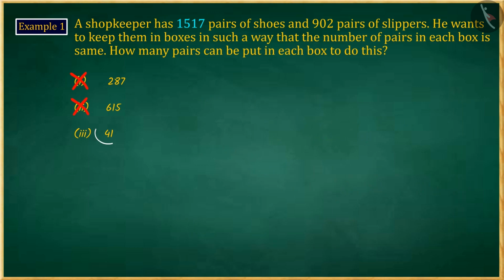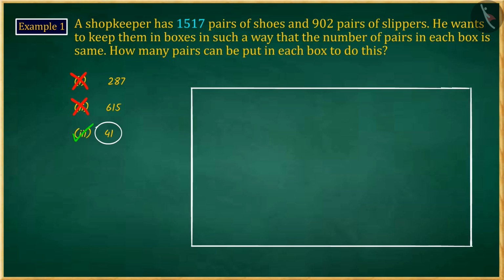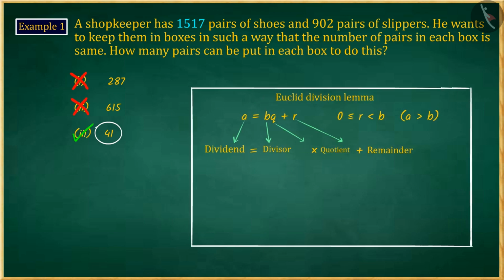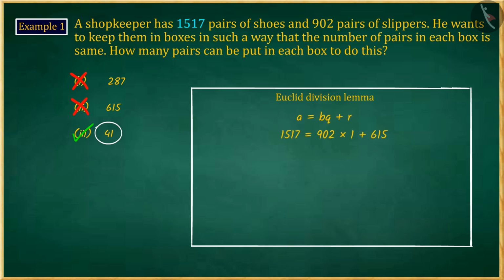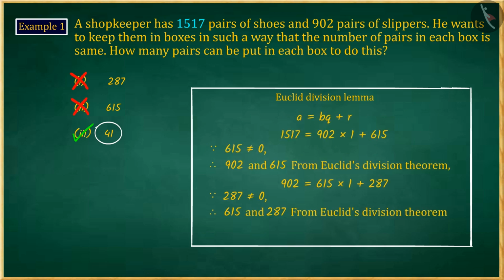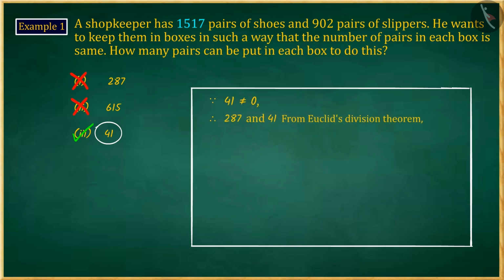If you have chosen the third option, then it's correct. To find the HCF, let's solve this using Euclid's division lemma. Here, 1517 is greater than 902. We repeat the process of Euclid's division lemma until the remainder is 0.